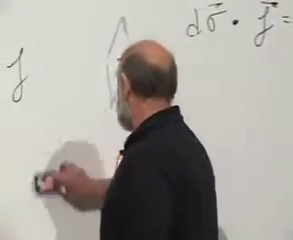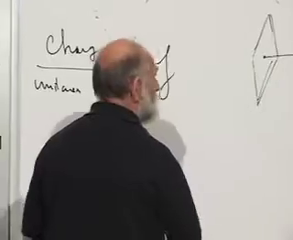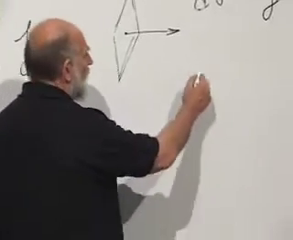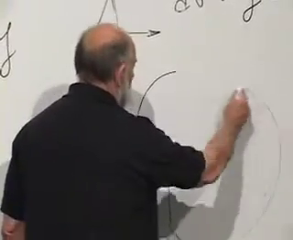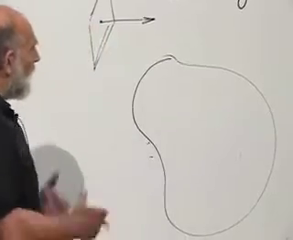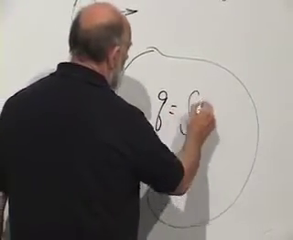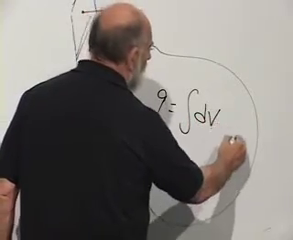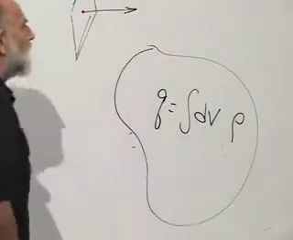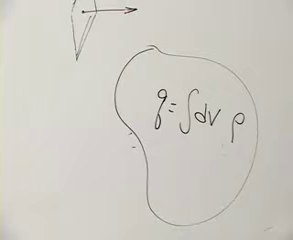Okay, now let's concentrate on the following question. Here we have a region of space. It has some charge in it, and the charge in it is the integral over the volume of the charge density.